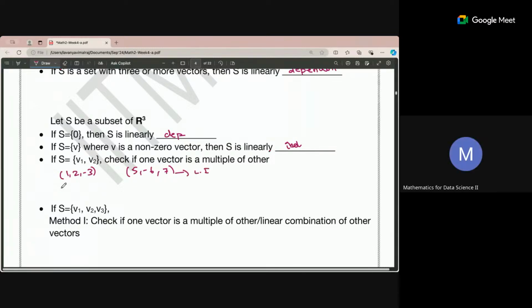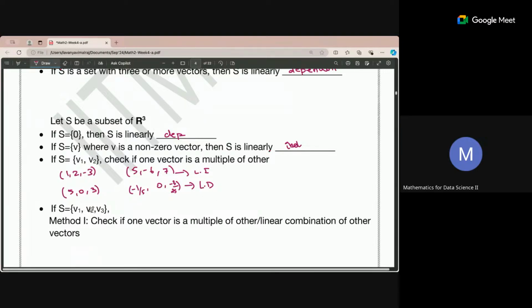Linearly independent. What about, let us say, (5, 0, 3) and (-1/5, 0, ?). What value should you have here so that it becomes linearly dependent? Minus 3 by 25. In this case, this and this vector form a linearly dependent set.